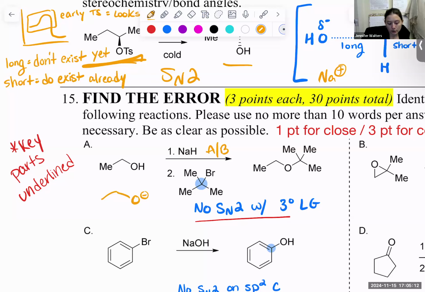And then I'm trying to do an SN2 reaction, but I cannot do SN2 with a tertiary leaving group because it's too sterically encumbered. If you went on to talk about the fact that it's sterically encumbered and went into that why, then awesome. That means you fully understood it. But what I was looking for as a complete answer for identifying the error is the fact that SN2 does not work on a tertiary leaving group. So if you said no SN2 with tertiary, that got you the 3 points, the full credit. I'll probably do these one at a time. Are there any questions about A?